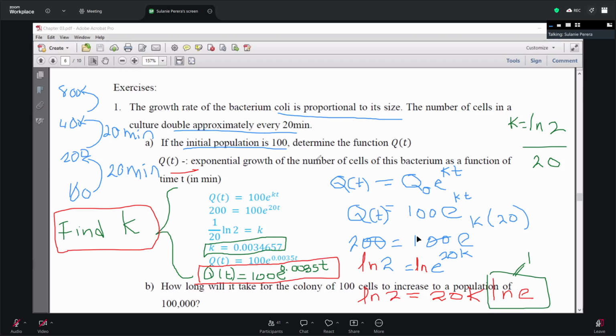Now next one, what are they asking you? How long will it take for the colony of 100 to increase to 100,000? So try it on your own. Here, how long means they are asking for t. When you say how long, they are asking about the time. Initially it starts off with 100, then it keeps on increasing. It doubles every 20 minutes. So they are asking how much time it will take for it to reach 100,000. So you have to find t when the population is 100,000. So please do it.